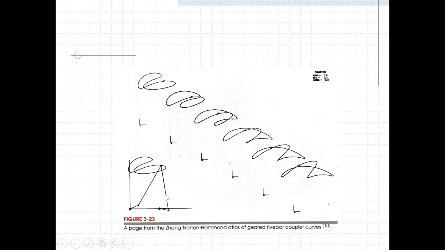coupler curve. And here's just an example from the H&N, from the, let me see, oh, this is a different atlas. This is a Zane Norton Hammond atlas of geared 5 bars, and we can kind of see that the shapes or the paths that the geared 5 bars are generating are more complicated than those generated by the traditional 4-bar. And that's the end of our discussion on coupler curves.